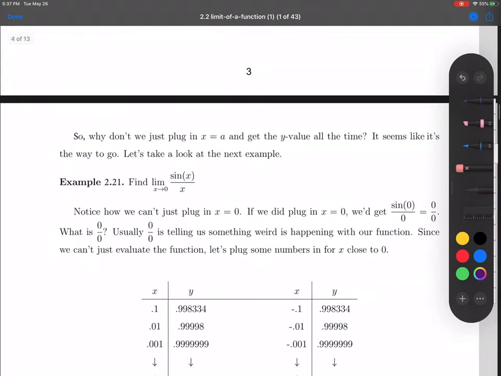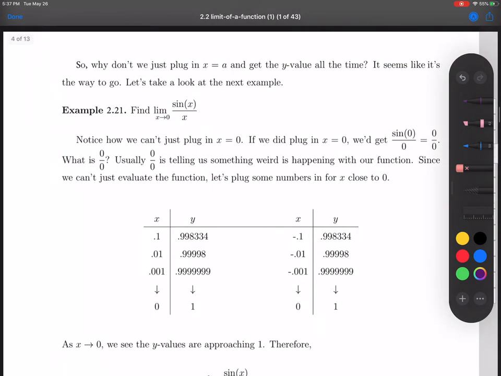Okay, so let's keep moving on to this other concept of, like I said before, sometimes we can't actually plug in the number that we're approaching. Why is that? Well, we're going to explore it. So why don't we just plug in x is equal to a and get a y value all the time? It seems like it's the way to go, right? It seems pretty straightforward. Well, let's go ahead and take a look at an example and discuss why.